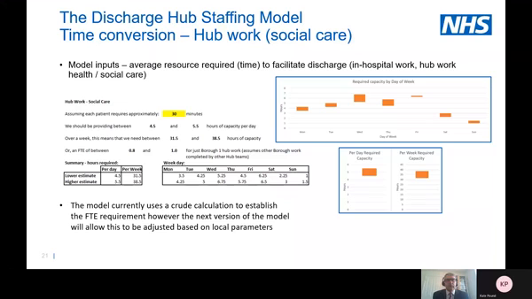This is also the case when we look at the hub work supporting social care. Again, there is a different assumption for the time required for each patient's referrals, but a similar methodology applied to calculate the required capacity.